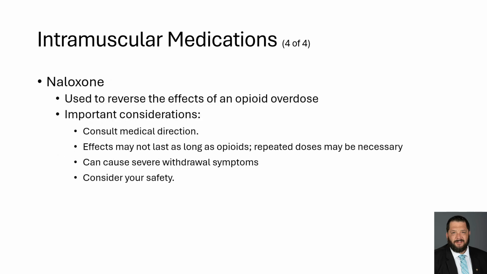Another medication that you may see given intramuscularly or intranasally is naloxone. Naloxone, or Narcan, is used to reverse the effects of an opioid overdose. Some important considerations with naloxone: you should be consulting medical direction prior to the administration, and the effects of naloxone may not last as long as the opioids, so repeat doses may be necessary.